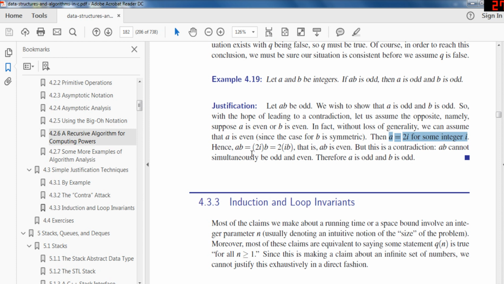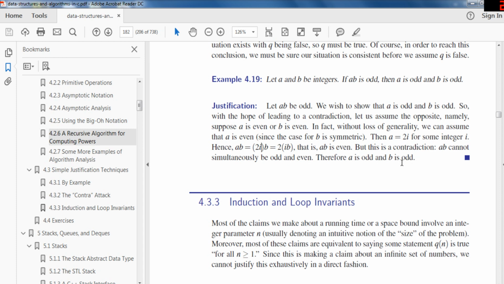Hence, AB is equal to 2i times B, which is equal to 2ib, right? Because you could represent A as 2 times another integer i. So AB is equal to 2i times B, which is equal to 2 times iB. That is, AB is even. But this is a contradiction. AB cannot be even and odd. Therefore, A is odd and B is odd.